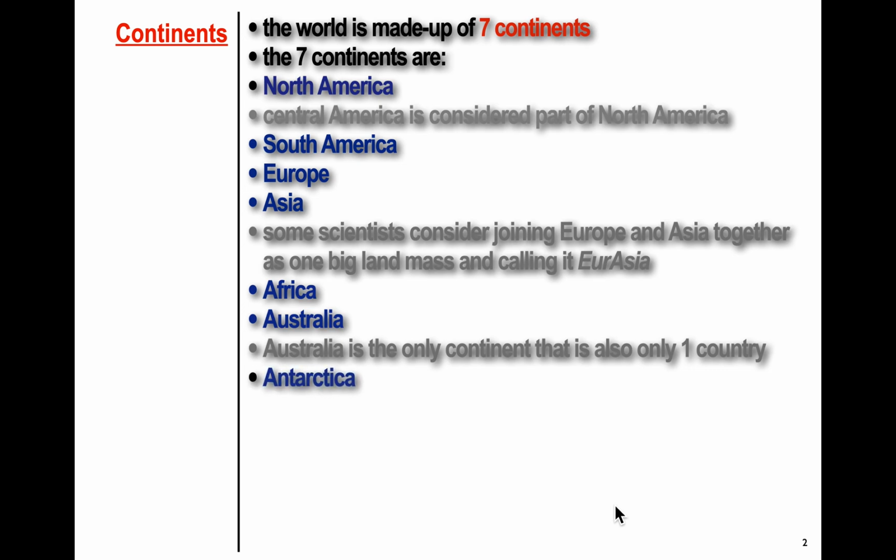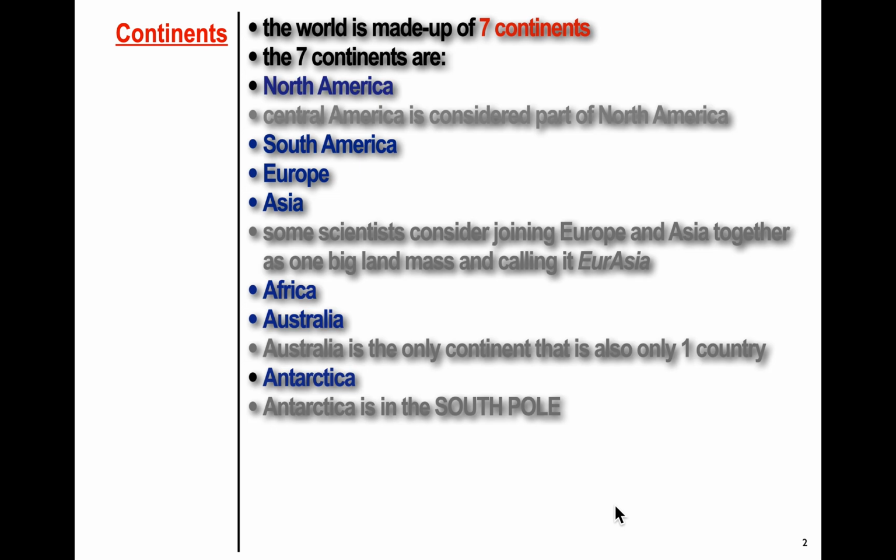Then another weird continent, Antarctica. It's not a country at all. It's all ice, all frozen land. That is why it's not ruled by any country. All the countries and the scientists in these countries share Antarctica. And Antarctica is the South Pole.